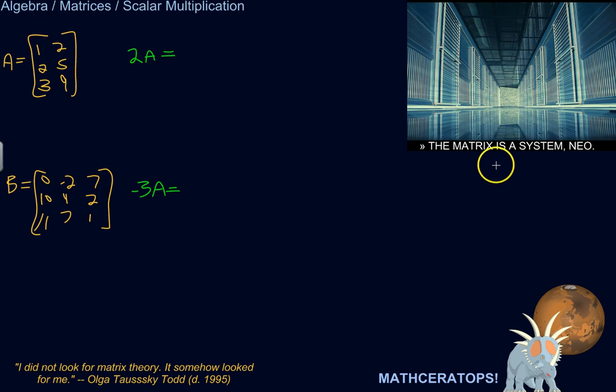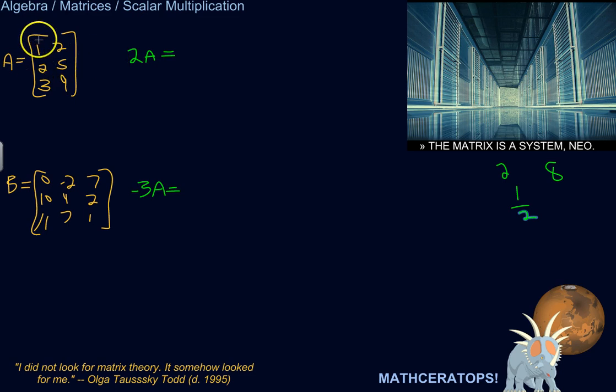A scalar is like the number 2 or 8. Some simple number that if you multiply something else by it, it's scaled up or scaled down. 1/2, it's a scalar. So all you do is you just multiply each of the elements of the matrix by the scalar.